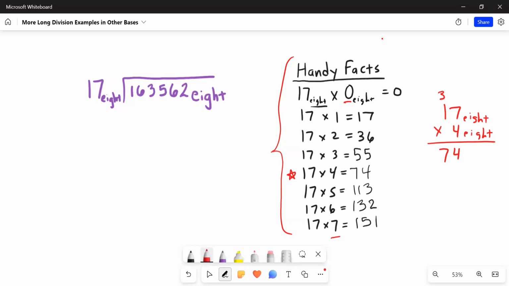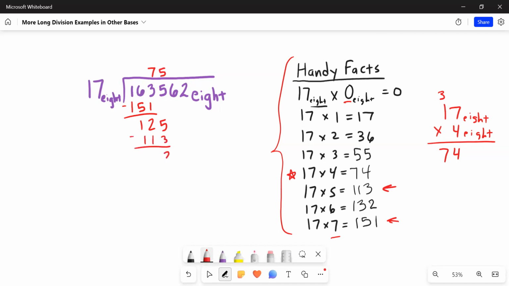So 17 doesn't go into 1 or 16, but it goes into 163. A lot of times you can use that bottom fact, 7 times. 7 times 17, we've already pre-calculated as 151, or 151. Don't say 50. Subtract, we get 12, bring down the next digit. Now we need a smaller fact. The largest one we can use is times 5, because that doesn't exceed 125. So we'll go 5 times, that's 113.